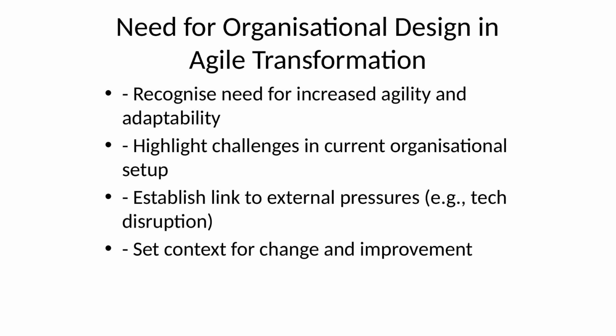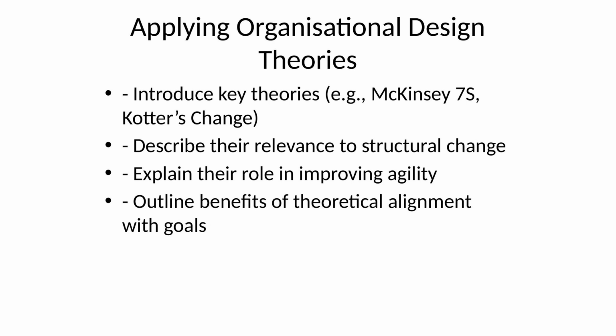We are about to explore how this approach can be strategically executed using appropriate models and goals aligned with business needs. To transform an organization into a more agile and adaptable entity, theory-based frameworks provide structure and direction. The McKinsey 7S model helps align key organizational components: strategy, structure, systems, shared values, skills, style, and staff. This model ensures that changes in one area are supported by others, preventing disjointed transformations.